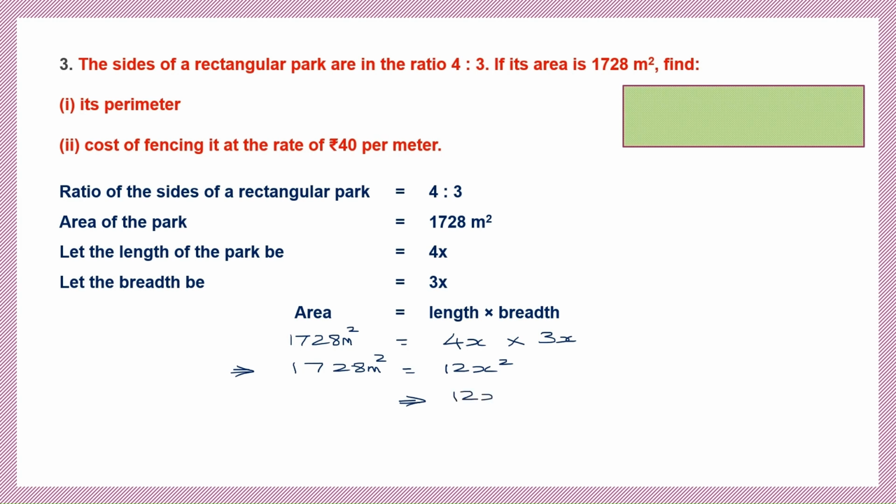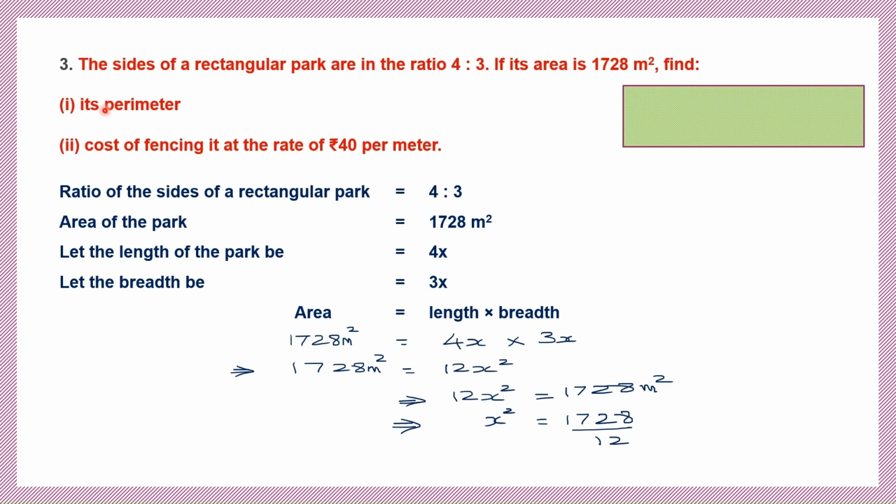We'll have 12x square here on the left hand side. On the right, we'll put 1728 meters square. Now we're going to find the value of x square alone. So x square will be 1728 divided by 12. How did I get division by 12? Because here 12 is 12 into x square. It is multiplication. Now when I take it to the other side, it will become division.